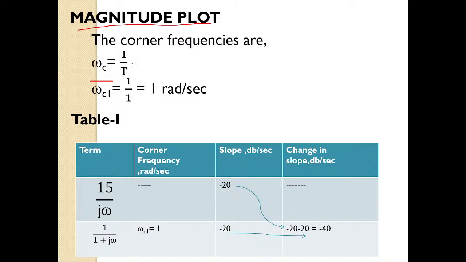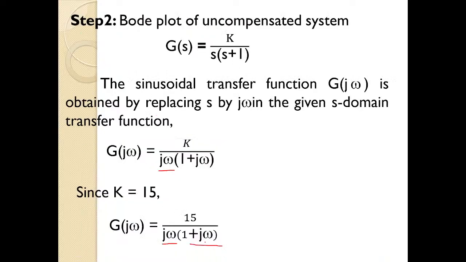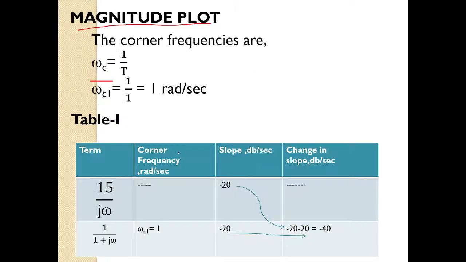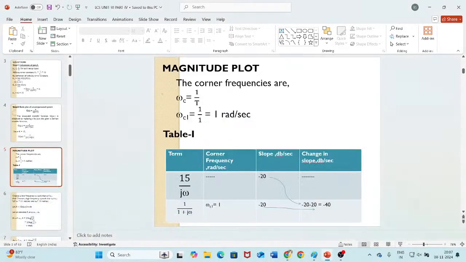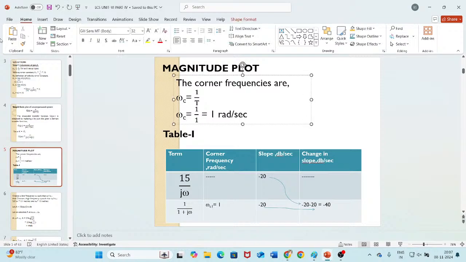So what is the corner frequency formula? Omega c equal to 1 by T. What is T value here? What is the coefficient of omega here? Coefficient of omega is 1. So T value is 1. So omega c is 1. No need to write c1 here, because we have only one corner frequency. So simply writing omega c is more than sufficient.